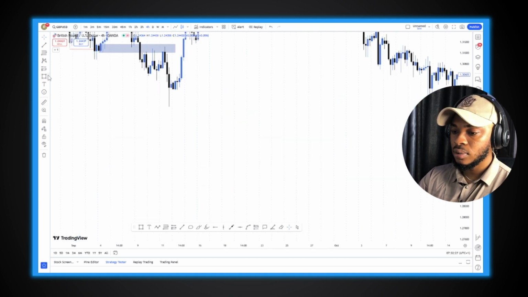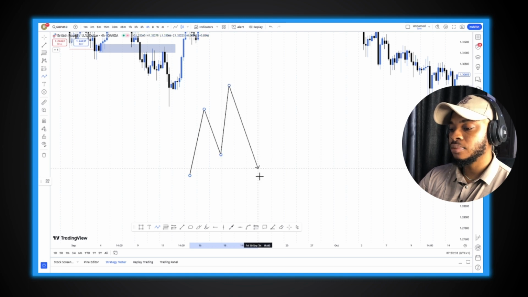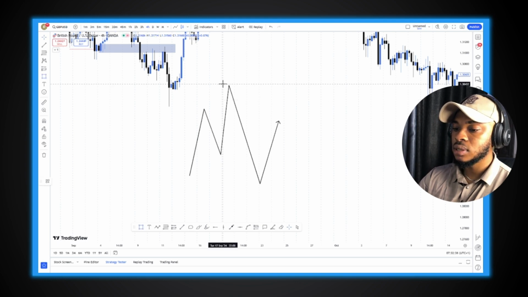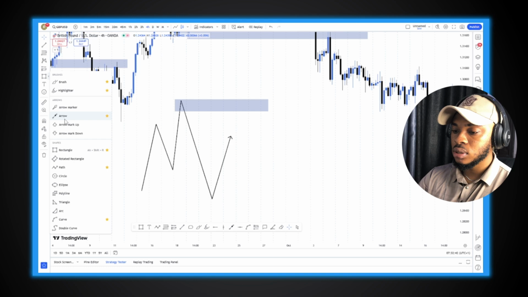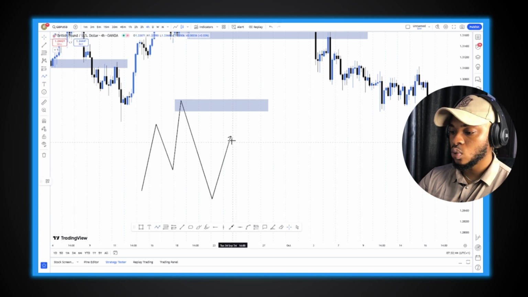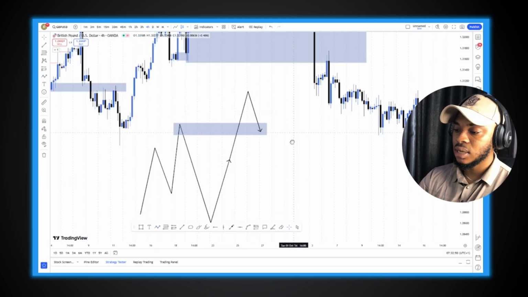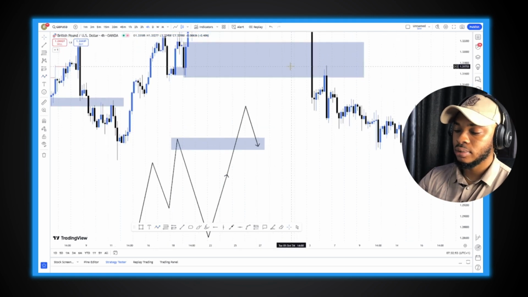And likewise, supply zones, bearish order blocks, right? So if the market is bearish like this, and this was a supply, for instance, what happens is when the market goes up this way and comes back to touch it, it treats it as a POI to go higher.